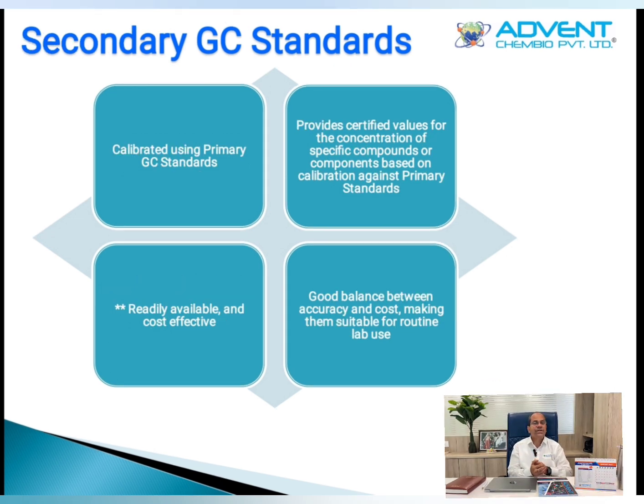Secondary GC standards, on the other hand, are calibrated using primary GC standards. They also provide certified values of concentration or purity which are determined based on their calibration against primary GC standards. They are more cost effective and readily available. They offer a good balance between accuracy and cost, making them suitable for routine lab use.